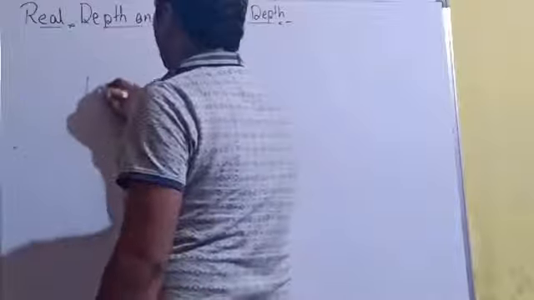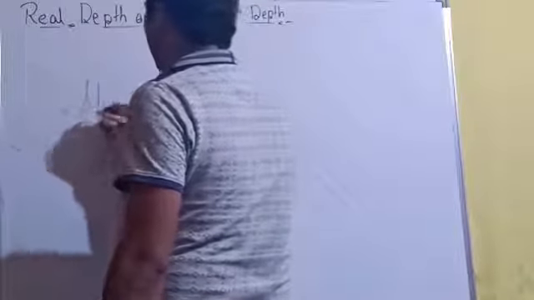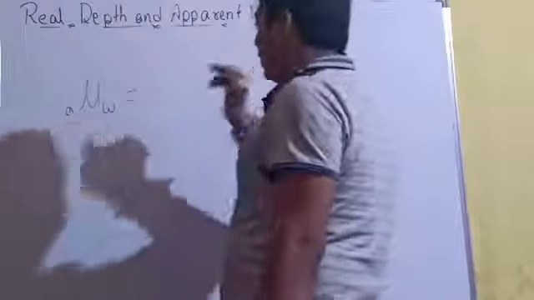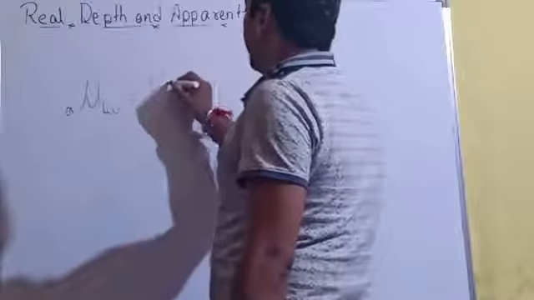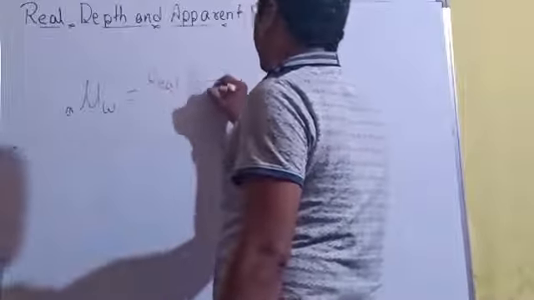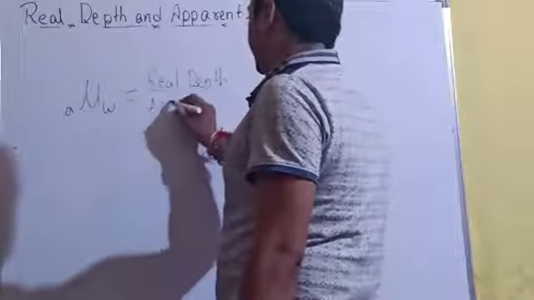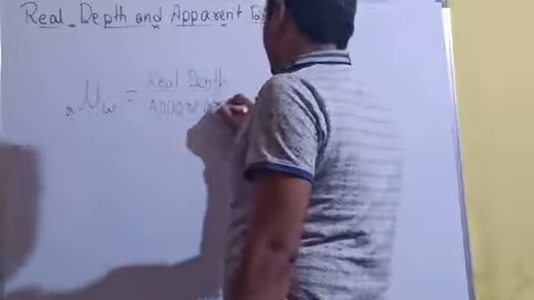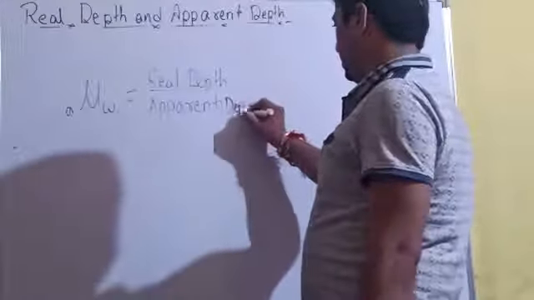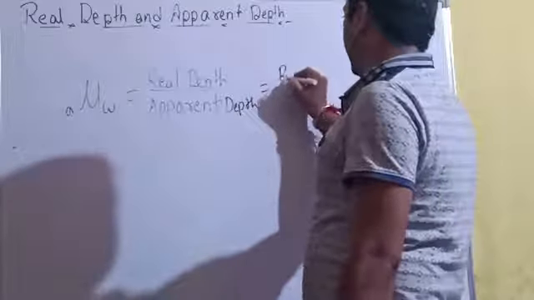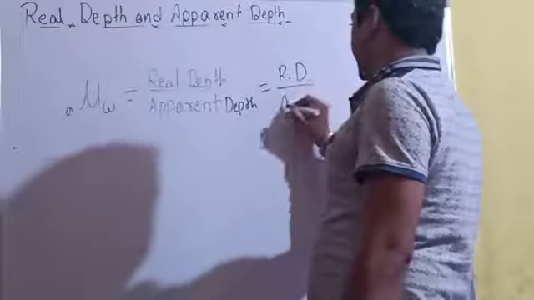You know that the refractive index of water with respect to air is equal to the ratio of real depth to apparent depth. The ratio will give you the refractive index: real depth upon apparent depth. This is your formula.